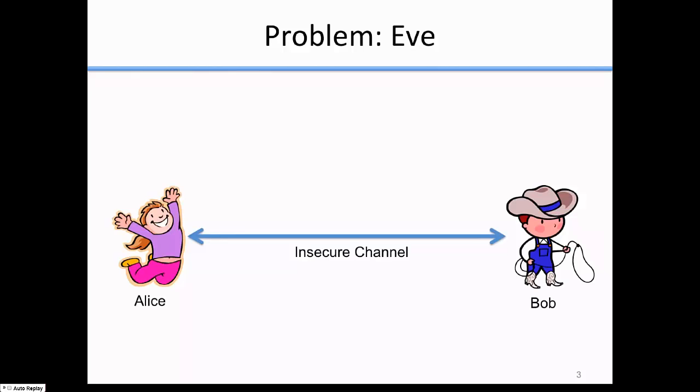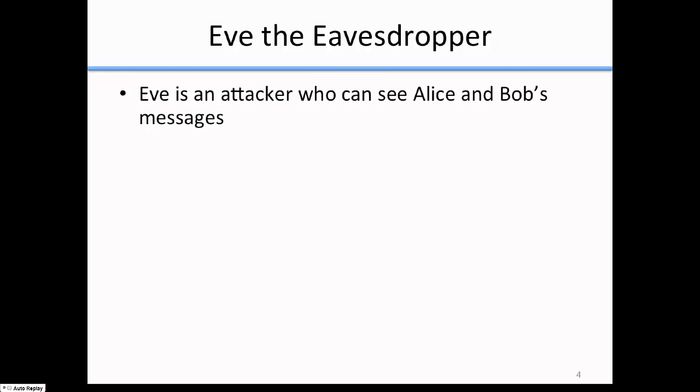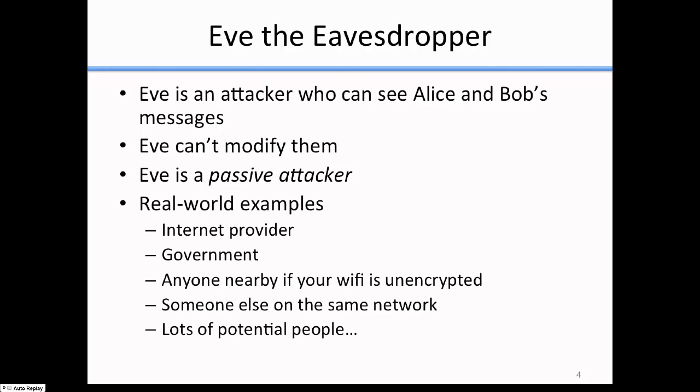It's not secure. Eve is an eavesdropper, meaning someone who just watches what happens on that insecure channel, but doesn't change anything. So she's just watching the messages that Alice and Bob send back and forth. Eve the eavesdropper is an attacker who can see Alice and Bob's messages, but Eve can't modify them. She's what we call a passive attacker, meaning she doesn't do anything except watch.